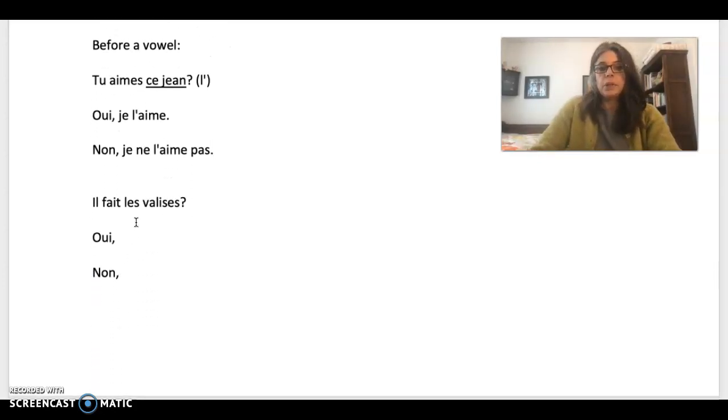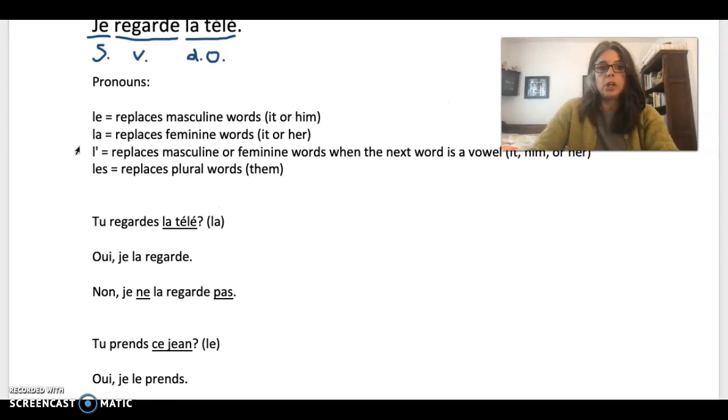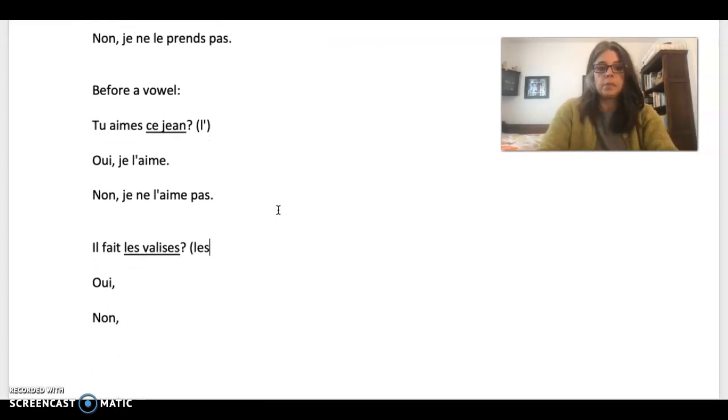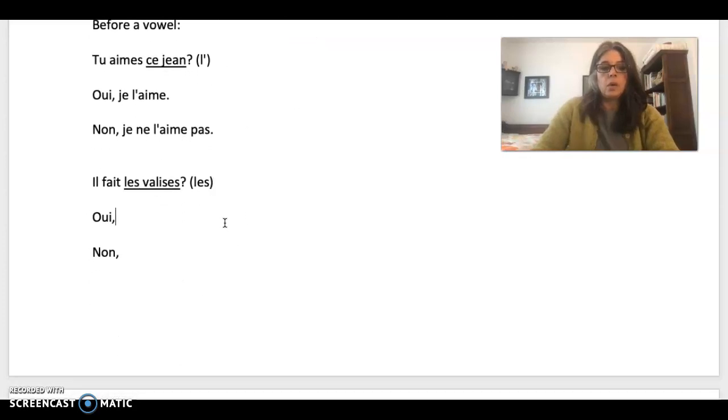Okay, let's try one that's plural. Il fait les valises. He packs the suitcases, right? Les valises is our direct object, and it's plural. So if you remember, when it's plural, it should be les, meaning them. So we're going to replace it with les. Oui, il les fait. He packs them. Or if negative, non, il ne les fait pas. Okay?